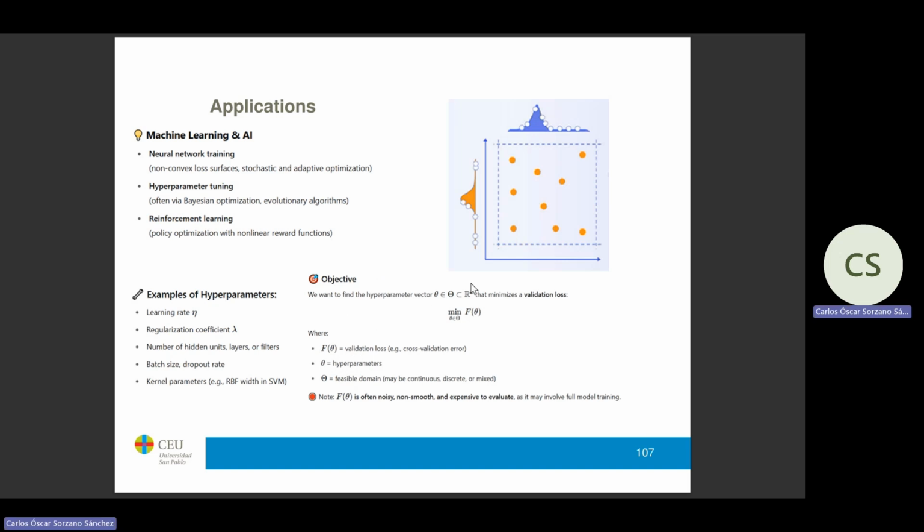So in general, the problem can be formulated this way. That is, we want to find the hyperparameter vector that has d dimensions that minimizes some validation loss. So actually, this is interesting. You don't want to minimize the training loss. The training loss is for the parameters, and the hyperparameters focus on the validation.